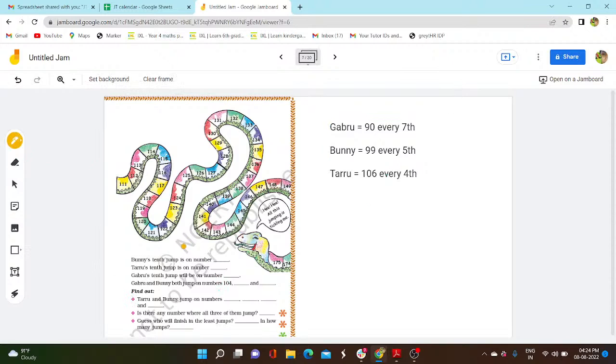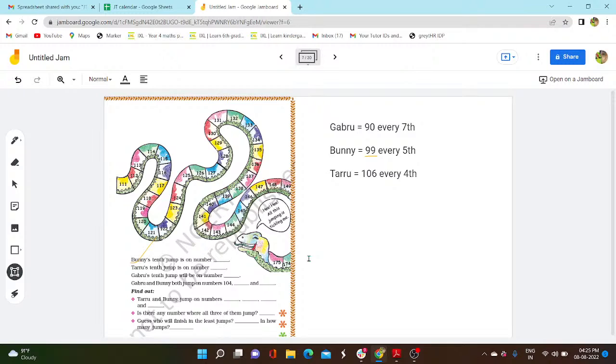Now here the question says Bunny's 10th jump is on the number something. So if we look at Bunny, he has started jumping from 99 and he is jumping in fives every time. So we'll have to calculate on the number line which number he will be on at his 10th jump. Now there are two ways to do this. One is the formula way, the other is the number line way. Let's first try understanding the number line way.